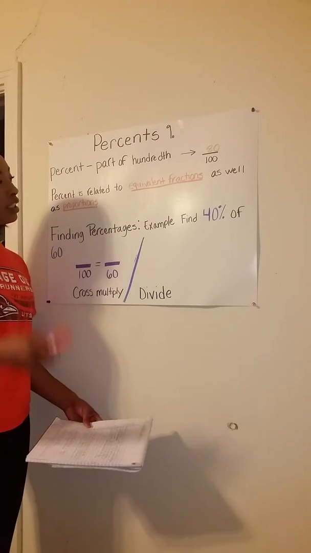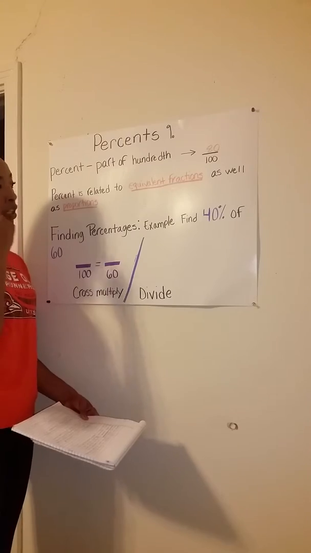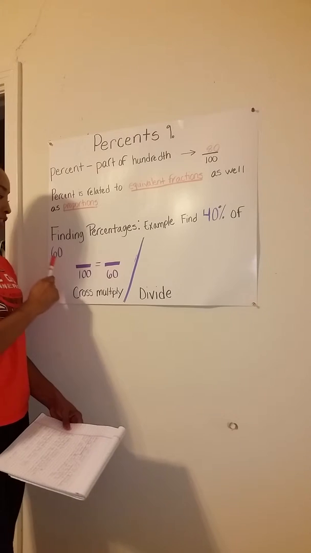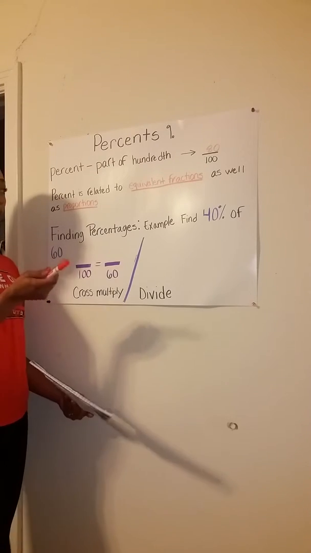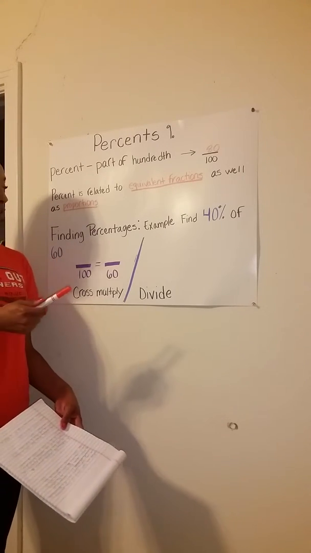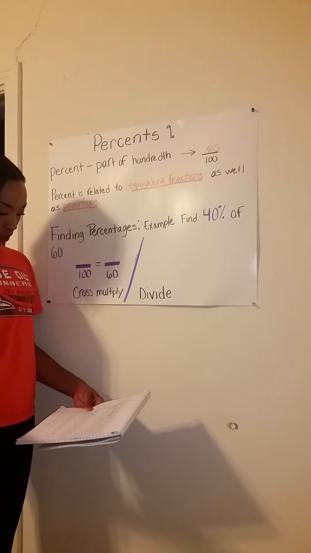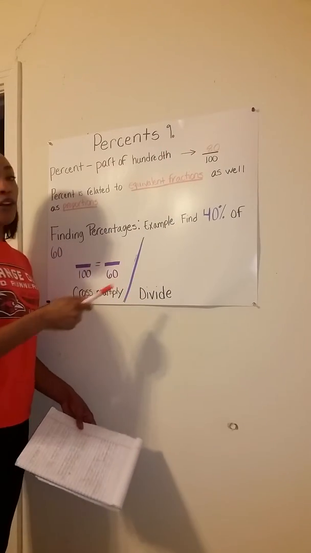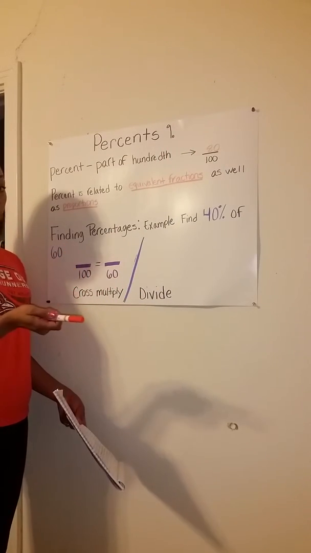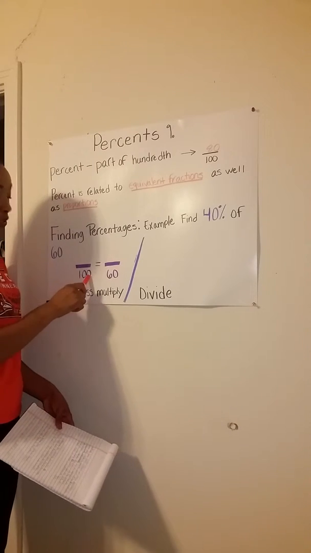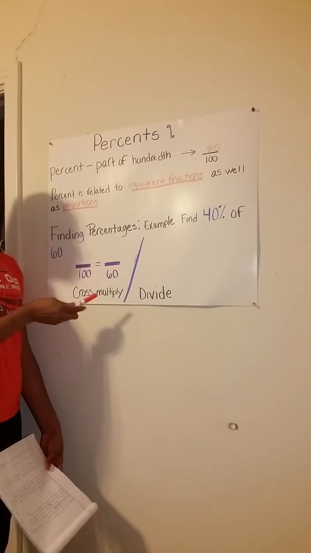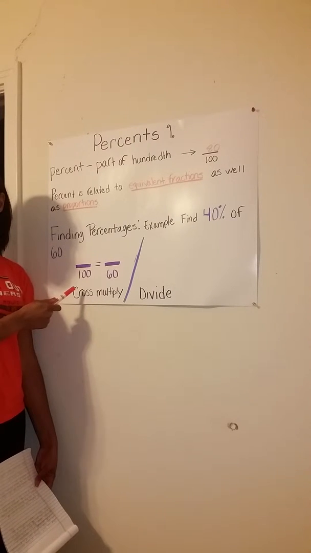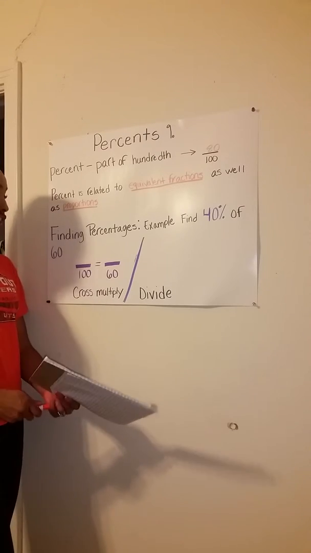Okay, so let's move on to finding percentages. So here's an example. If you wanted to find 40% of 60, we'd want to write that as two fractions and cross multiply them. So using what we already know, 40% is part of 100, right? So we already know that the 100 is going to be here on the bottom. So who can tell me, if I'm writing 40% as a ratio, what would be on the top? Good. 40, right? Because we're doing 40%.